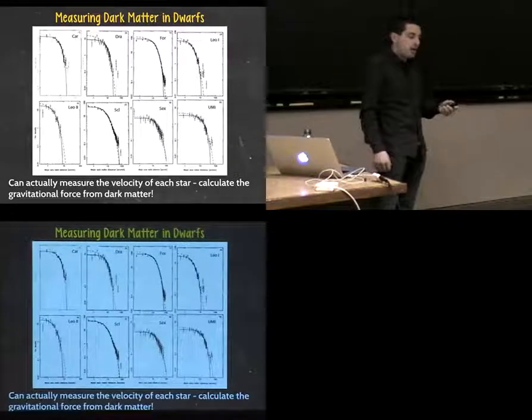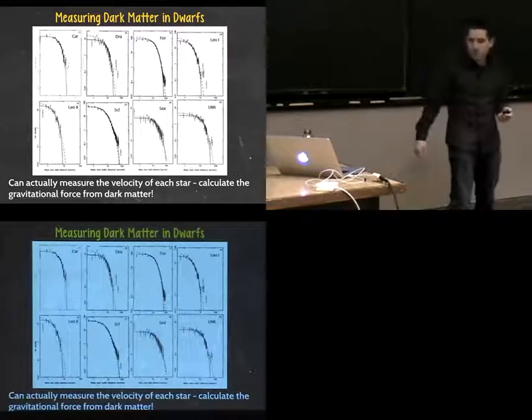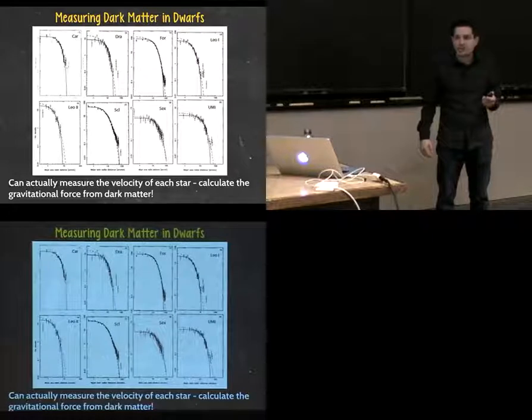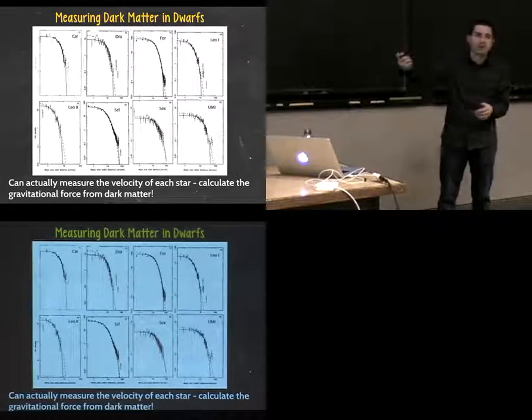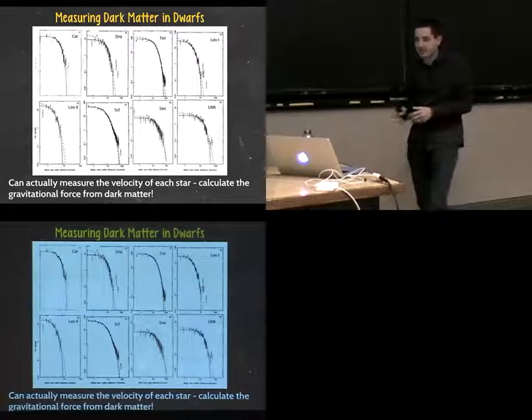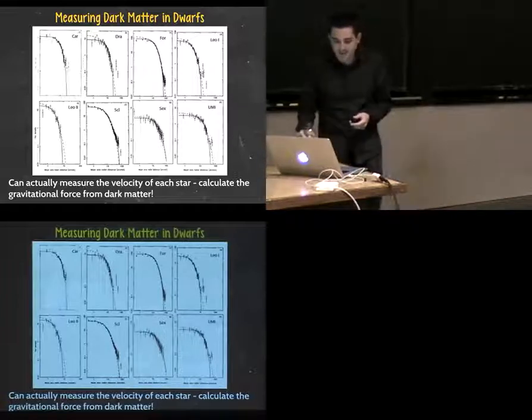The cool part about dwarf galaxies is that I'm talking about WIMPs and dwarfs. It's a really sad language that we use.